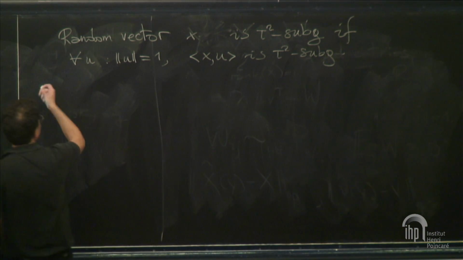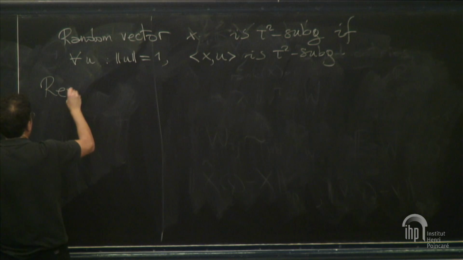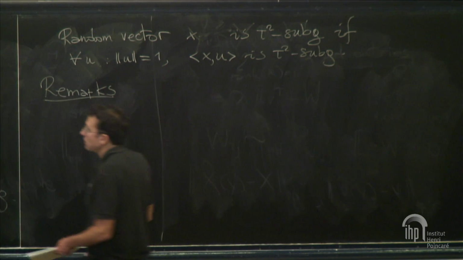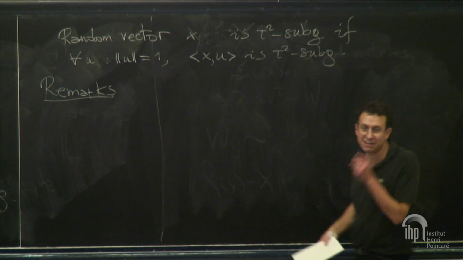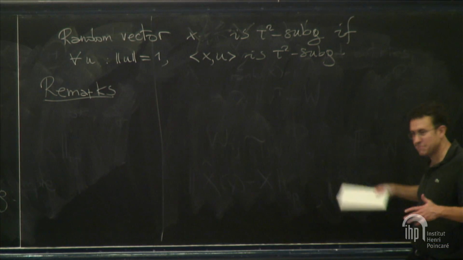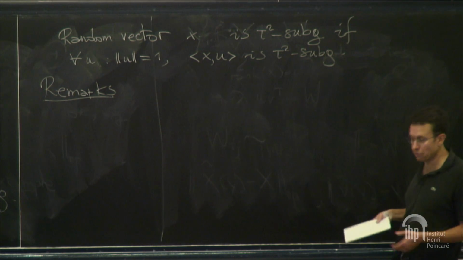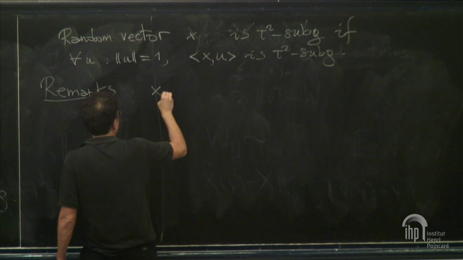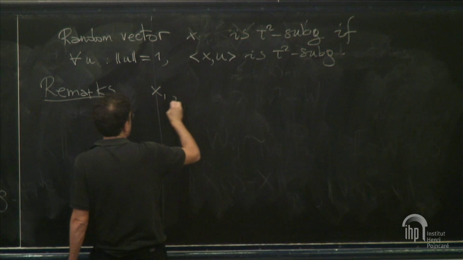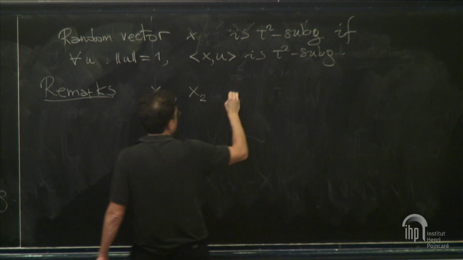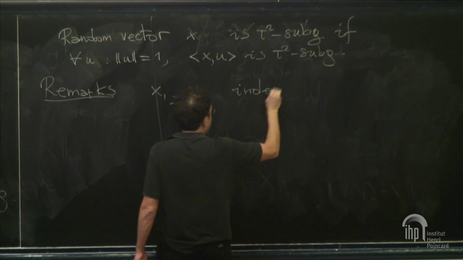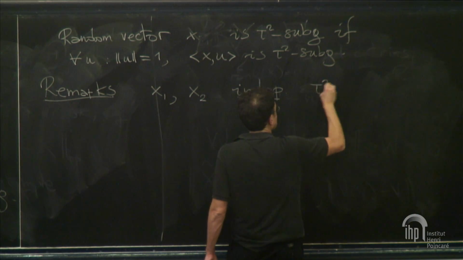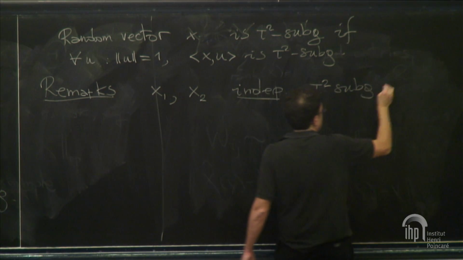So why is it very easy to work with sub-Gaussians? For many reasons, but one is the following: whatever you do to them, okay, not whatever, but you can be very bad towards them and they stay sub-Gaussian. So for instance, an important property is the following: x1, x2 are two independent tau square sub-Gaussian random vectors.